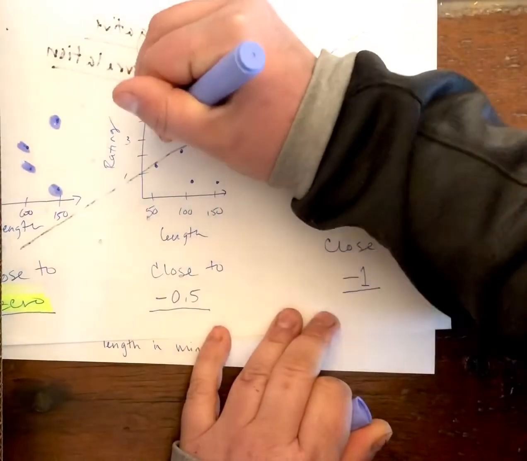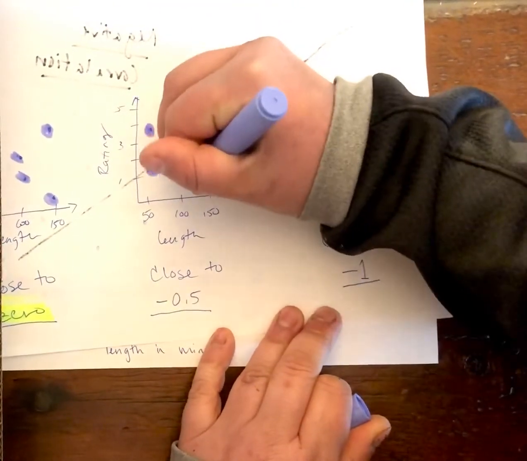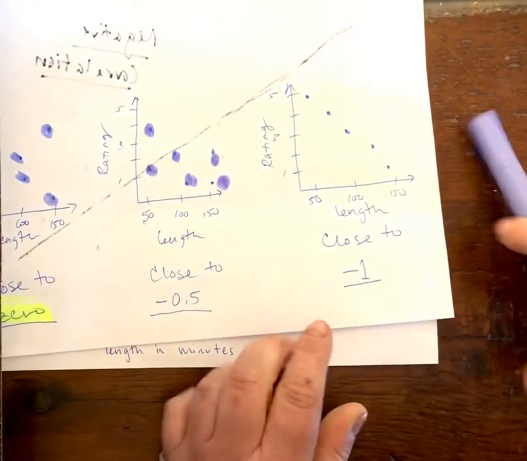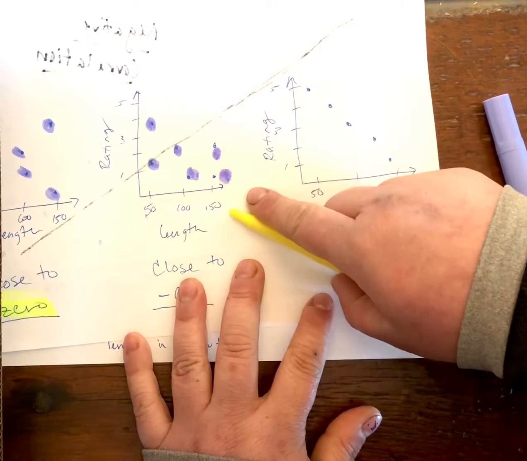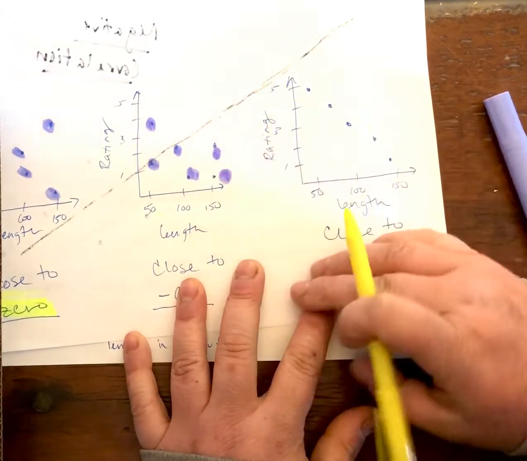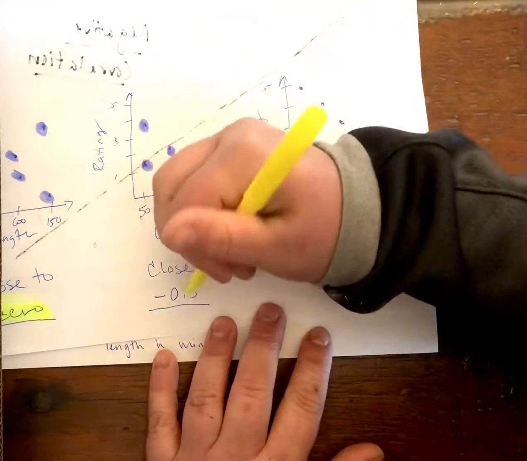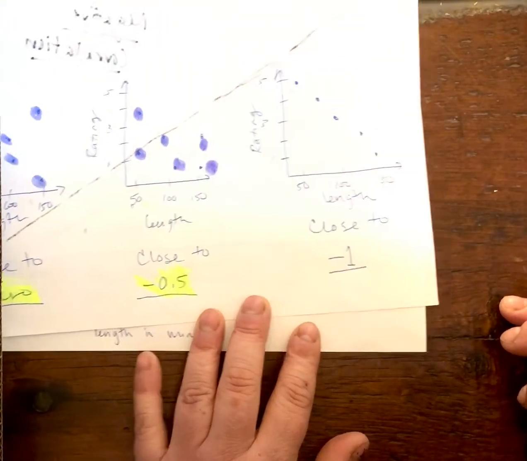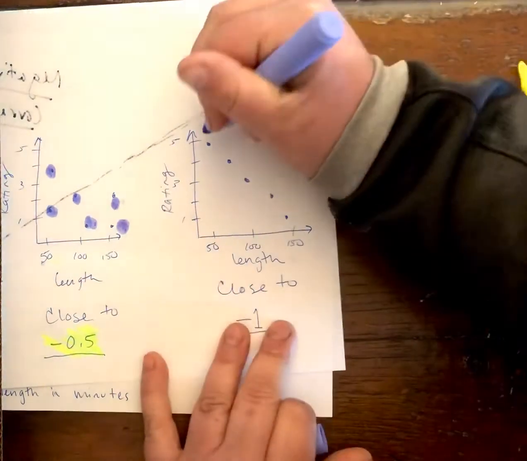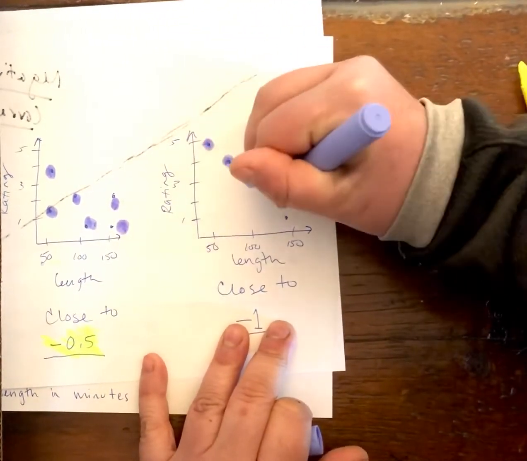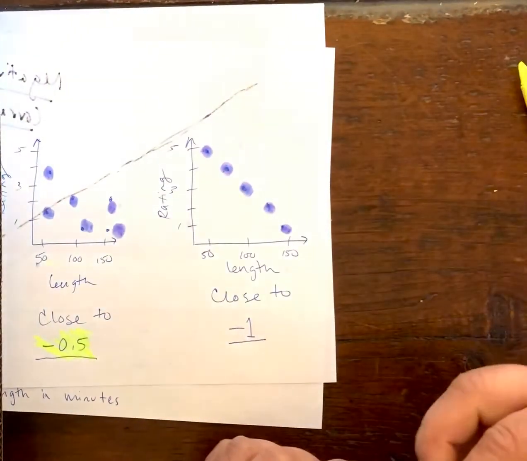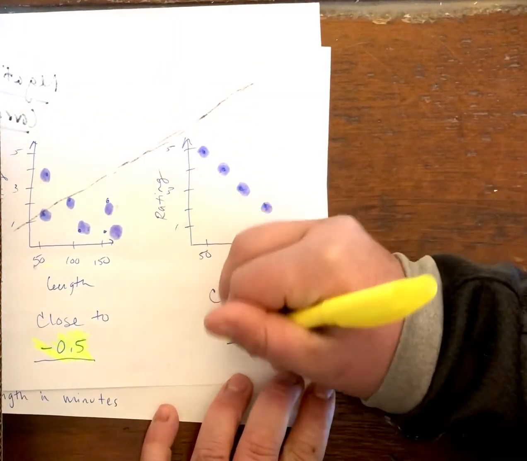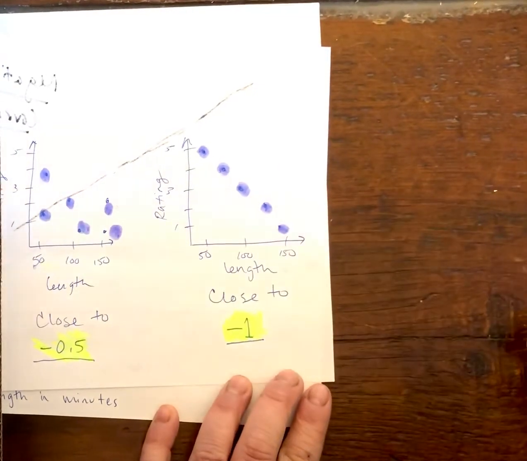Now over here, I have these points in my next graph. Mostly, as the movie gets longer, the rating gets lower. Not perfect, so it would be close to negative 0.5. And then lastly, over here, I have these points. Every time the movie gets longer, the rating gets worse. That means my R value is close to negative 1.